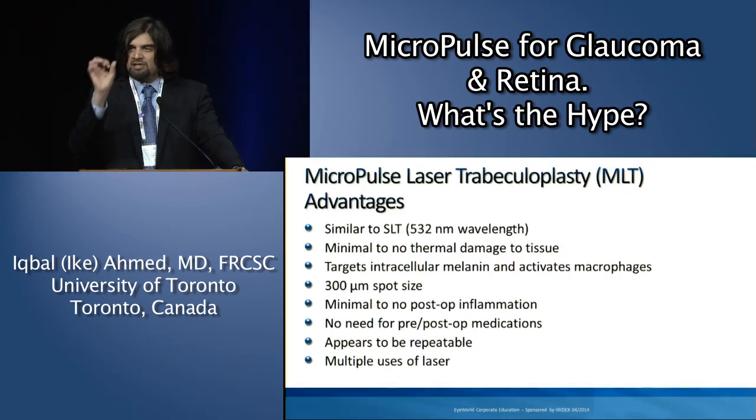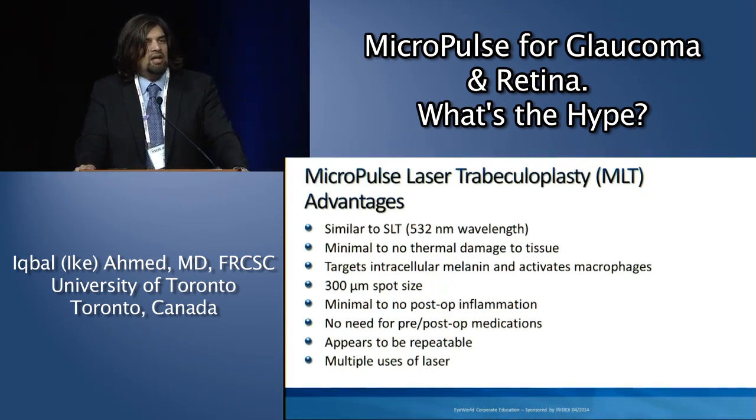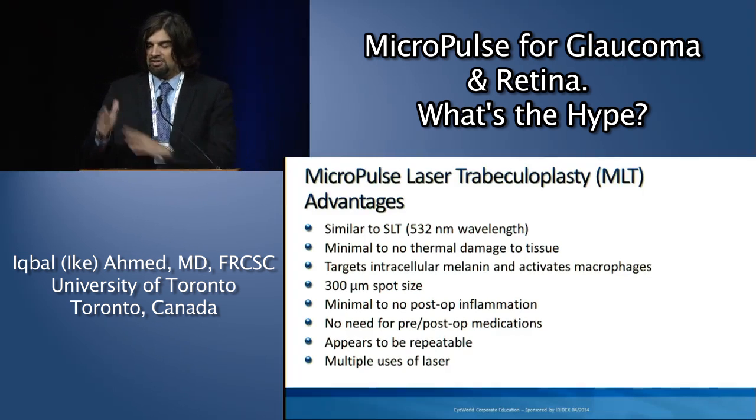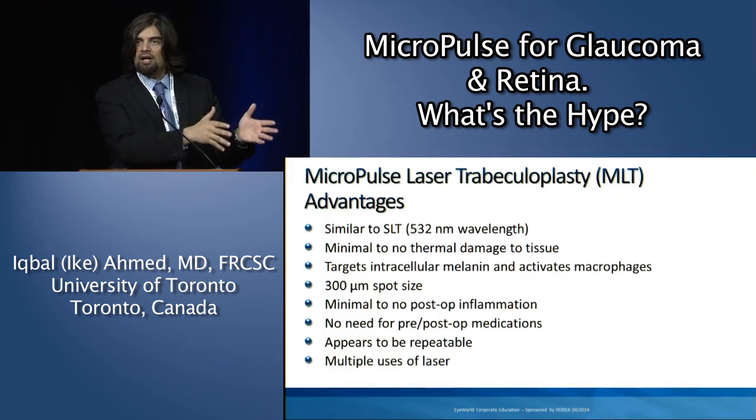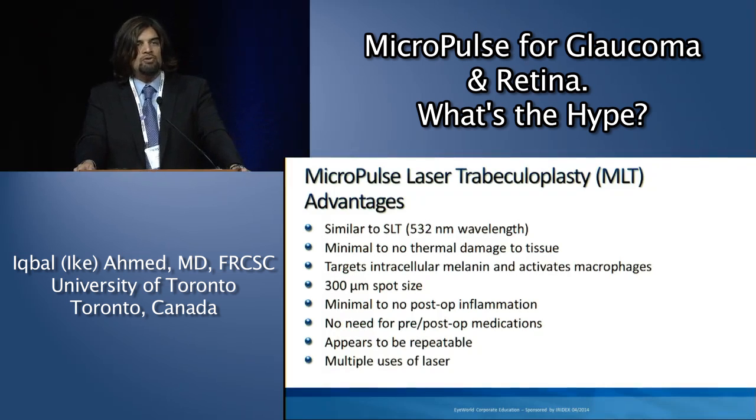The spot size is a little bit smaller, so you can get into spaces a bit easier with a 300 micron spot size. And one of the hallmarks with this procedure, and now we've had experience where we've actually used MLT in one eye and SLT in the other eye, is the almost lack of inflammation or cellular response as far as cells in the AC.